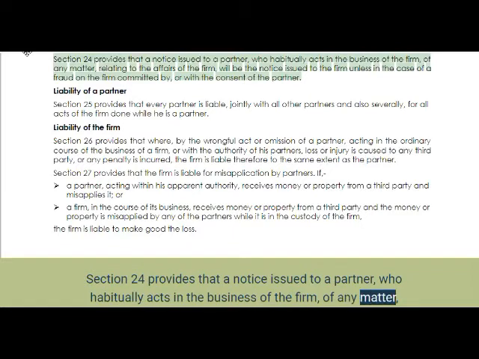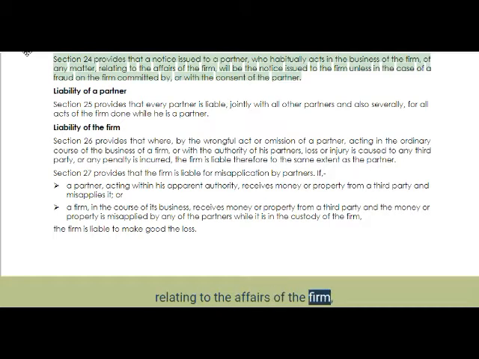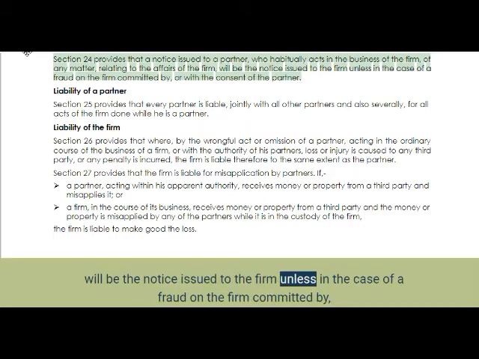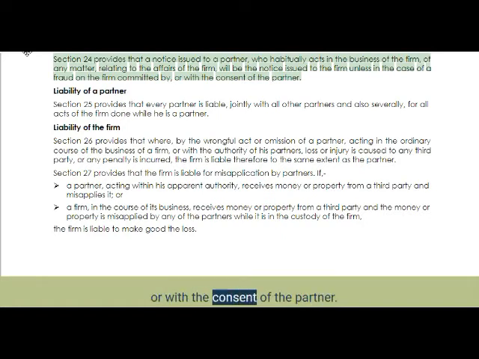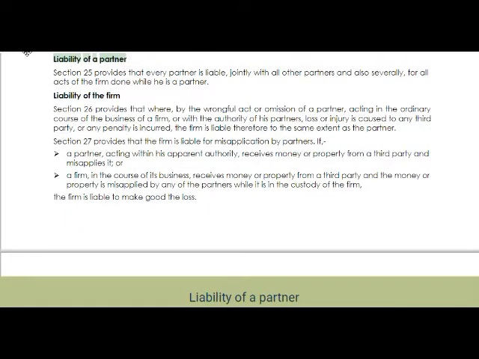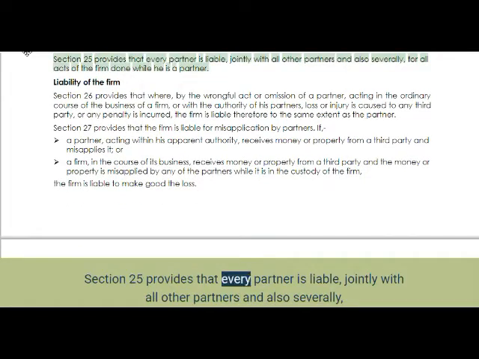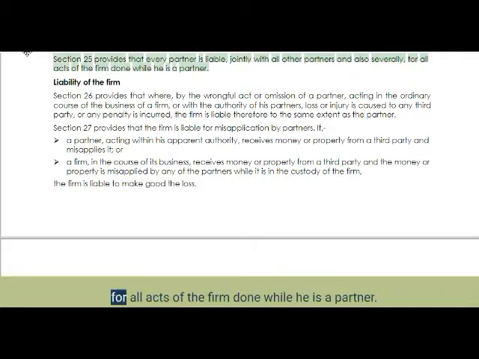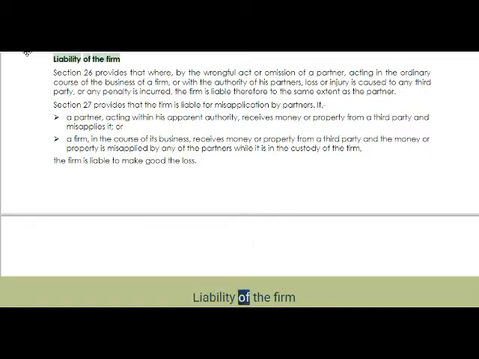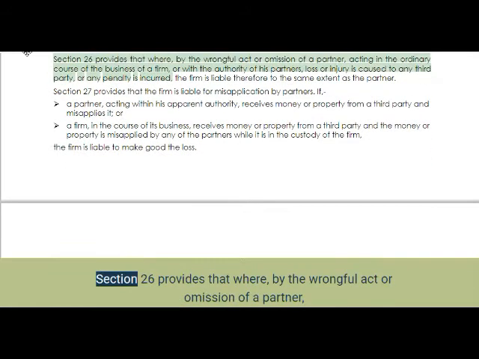Partner to be agent of the firm. Section 18 provides that a partner is the agent of the firm for the purpose of the business of the firm. Implied authority. Section 22 provides that in order to bind a firm, an act or instrument done or executed by a partner or other person on behalf of the firm shall be done or executed in the firm name, or in any other manner expressing or implying an intention to bind the firm.